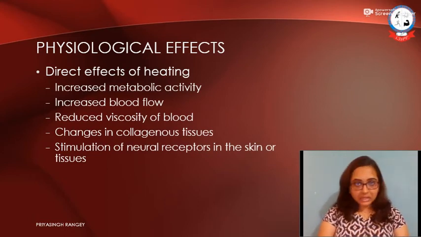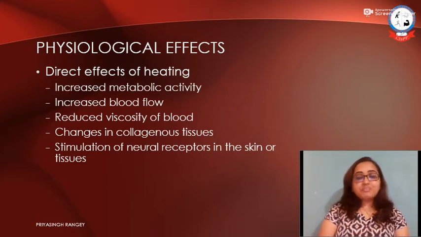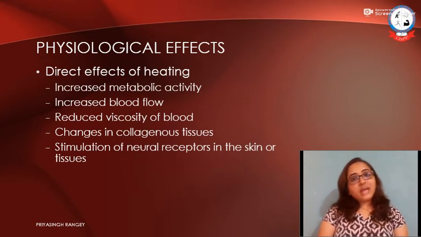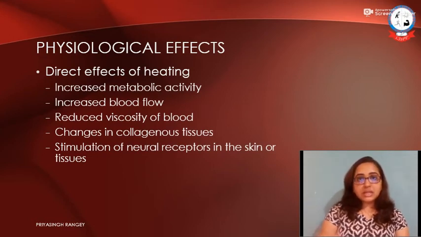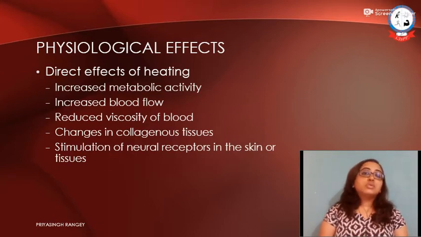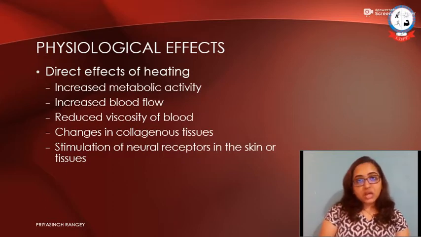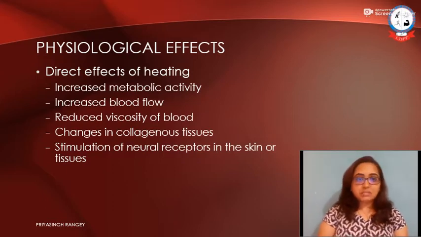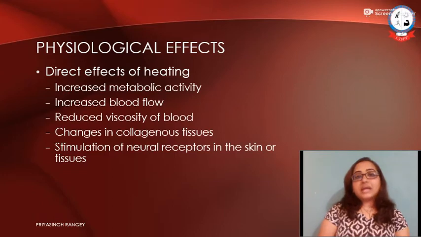The first being the direct effect of heat. The second being the metabolites which act on the capillaries and the arterial walls, leading to dilatation and hence leading to an increased blood flow. And the third being stimulation of the superficial nerve endings, which causes reflex dilatation of the arterioles, hence leading to an increased blood supply. The third direct effect is reduced viscosity of blood.